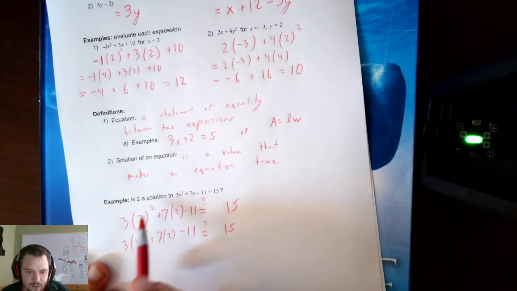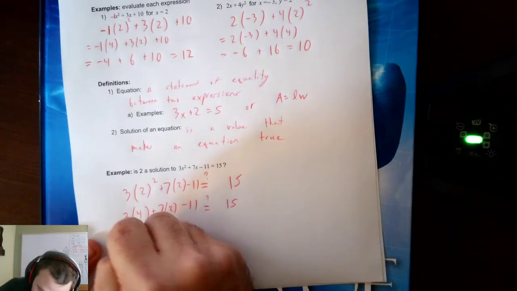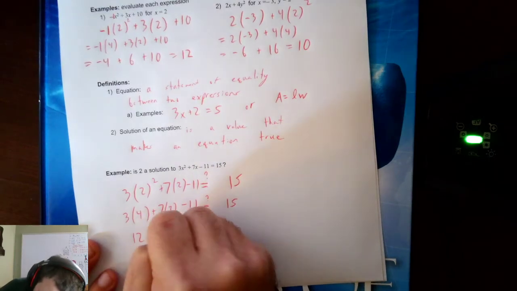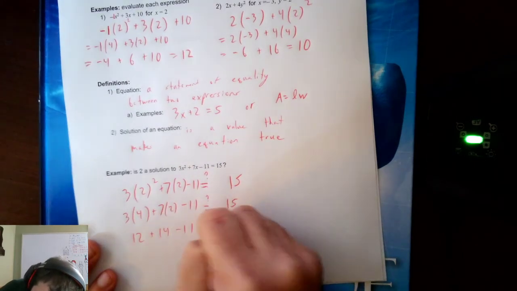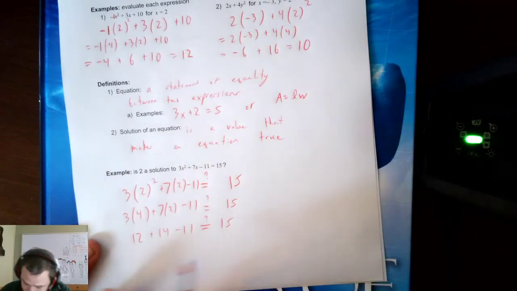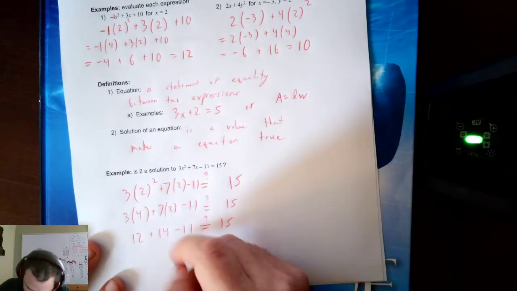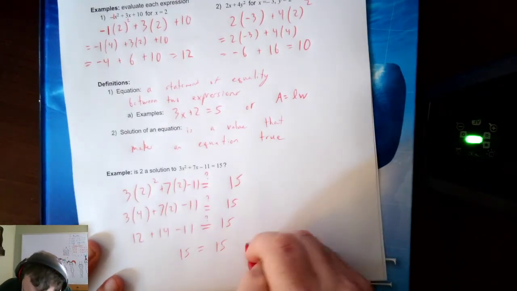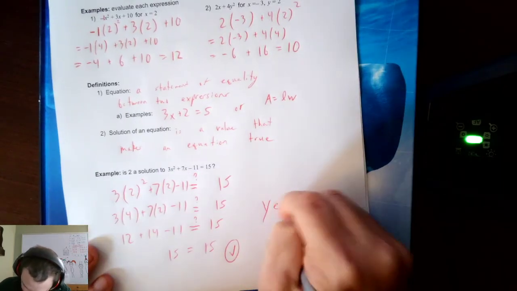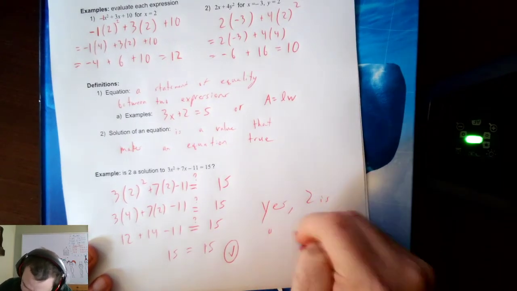We do our exponents first. Then we do our multiplications. 12 plus 14 minus 11. And I'm still wondering if that's equal to 15. Let's see. 26 minus 11 is 15 equals 15. Yes. 2 is a solution, right?